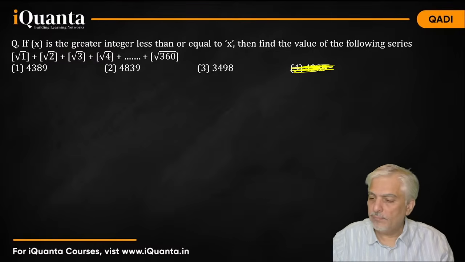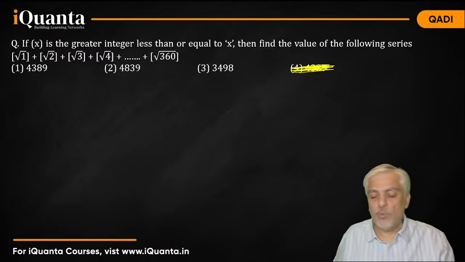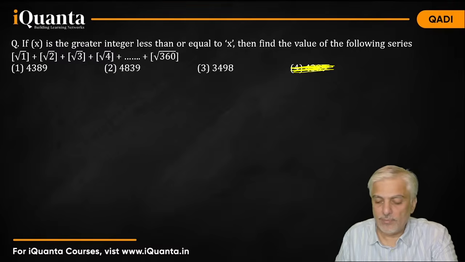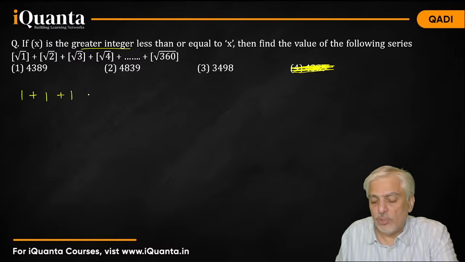Okay. Let's check how will you do this question. Pay attention. Root 1 will be 1 only. So its answer will be 1. Root 2 is 1.4 something. So its answer will also be 1 because of this greatest integer function. Root 3's answer will also be 1. So 1 will come 3 times.